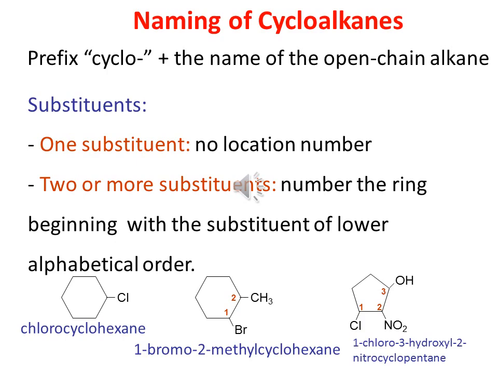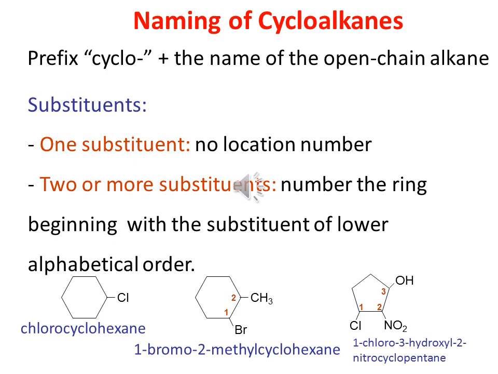So in the second example, shown in the middle, that of 1-bromo-2-methylcyclohexane, the bromo is given the lowest number because bromo starts with B and methyl starts with M. So the bromo is given the lowest number on the basis of the alphabetical arrangement. In the third example, we have started the numbering from the chloro because chloro starts with C.